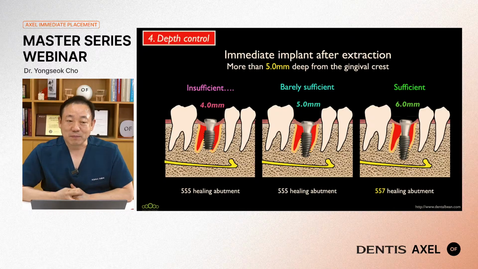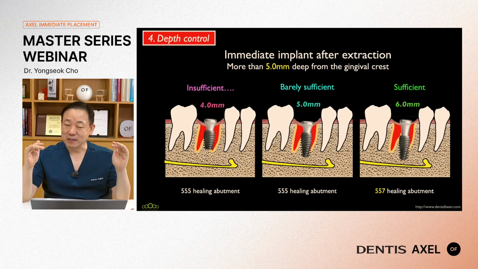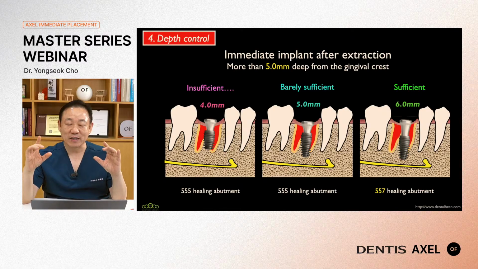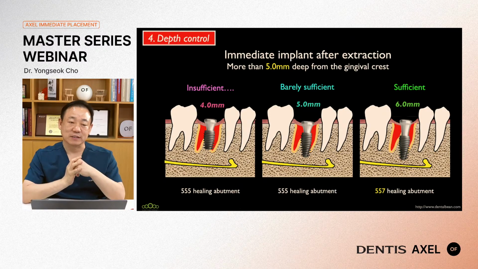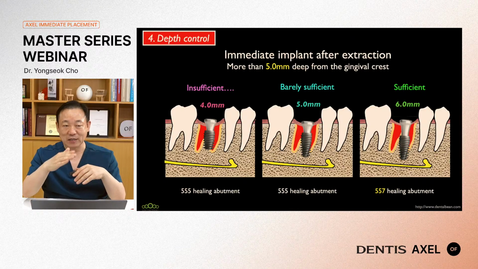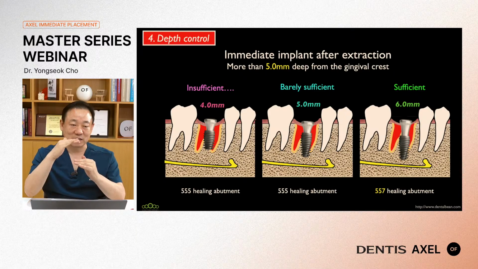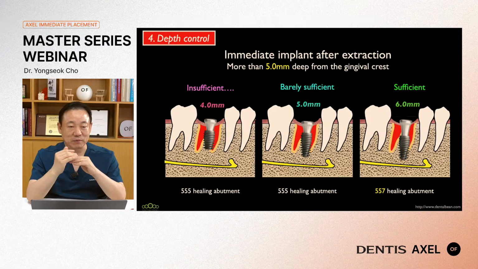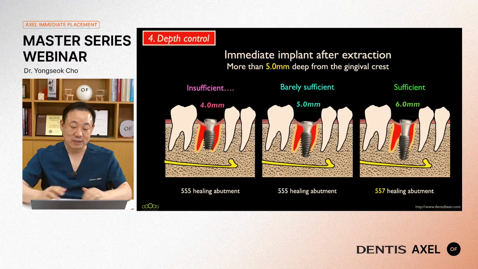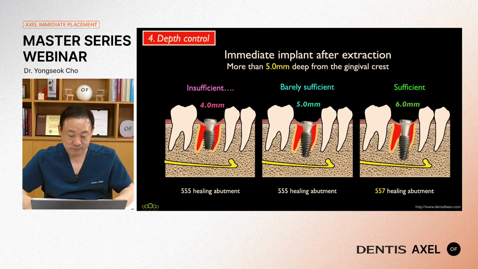When we place an implant, the gingival height at the proximal side is much higher than the buccal side. Watch the buccal facial gingival margin. When the buccal gingival margin is 5 millimeter, the proximal will be about 7 millimeter. Anyway, watching the buccal side, try to place the implant about 5 millimeter minimum from the buccal gingival margin.